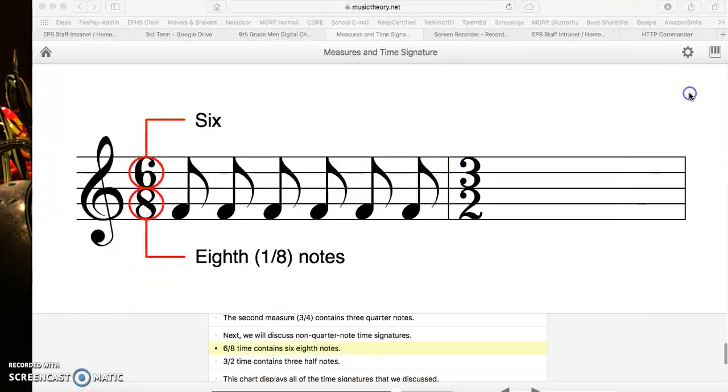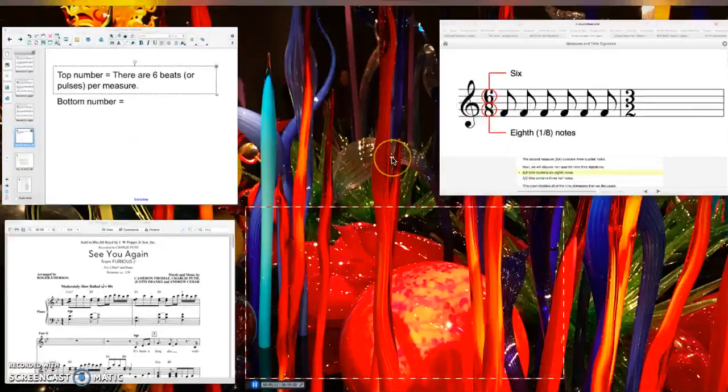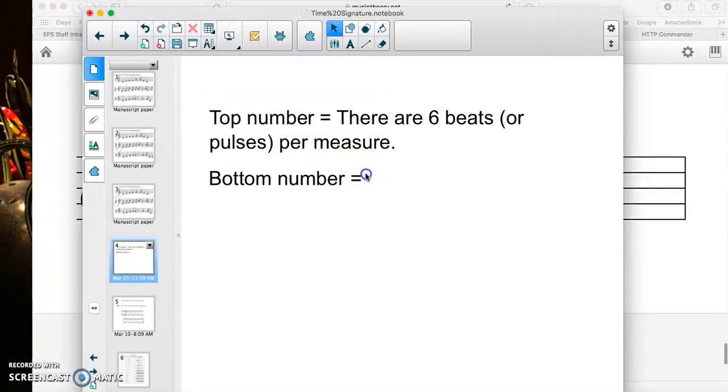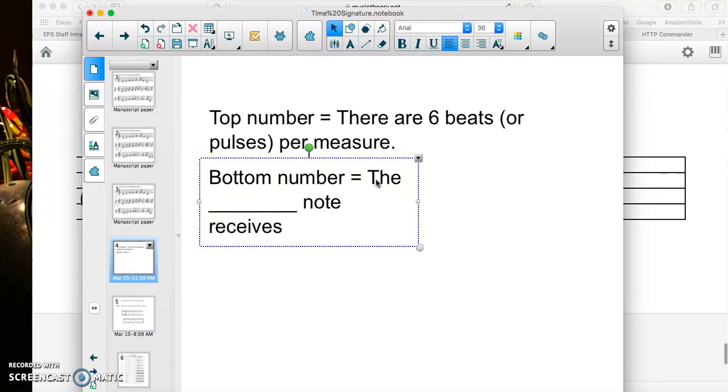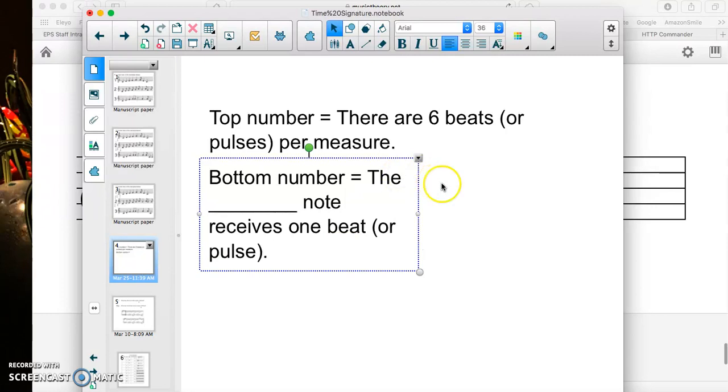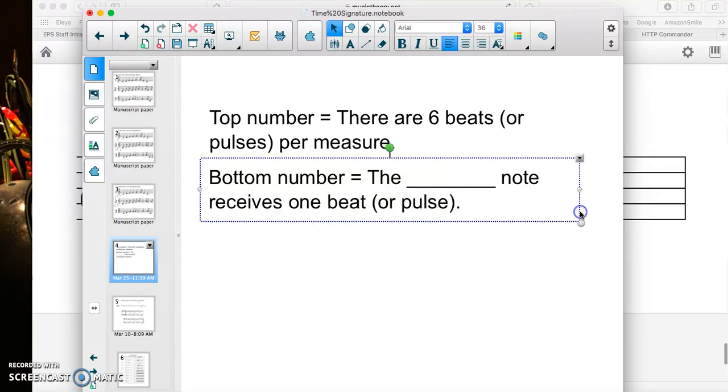Question number 2 on the post test is going to ask, what does the bottom number mean? And more kids get mixed up with this. The bottom number means not that there are so many beats per measure, but what kind of note receives the beat. So the sentence that you need to remember to write in your post test starts with, the blank note receives 1 beat, or you could use the word pulse. Either of those would work.